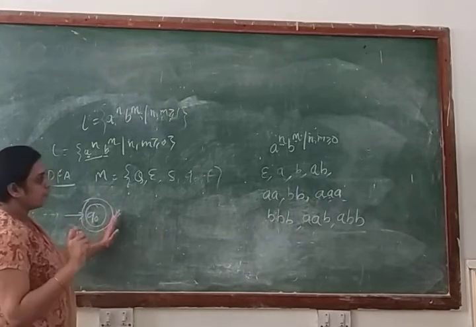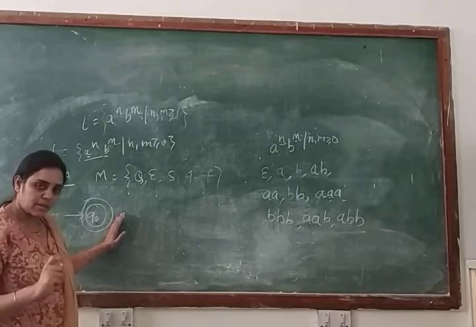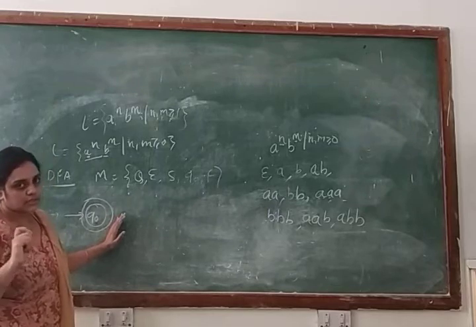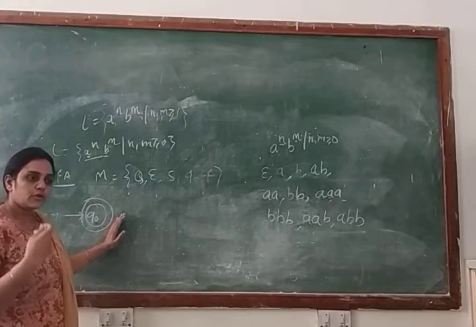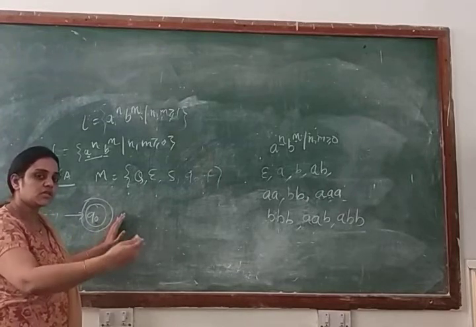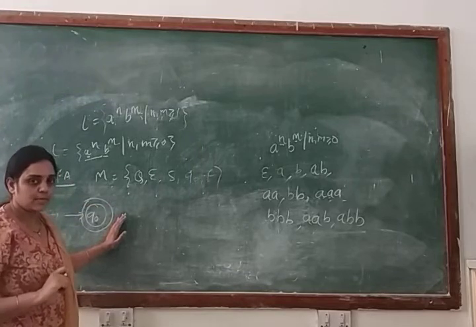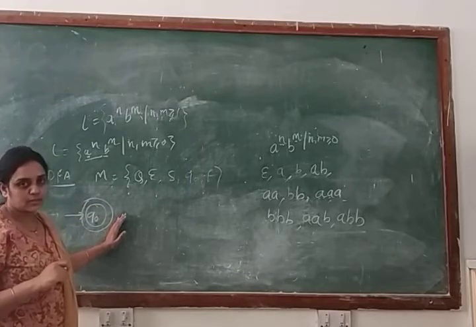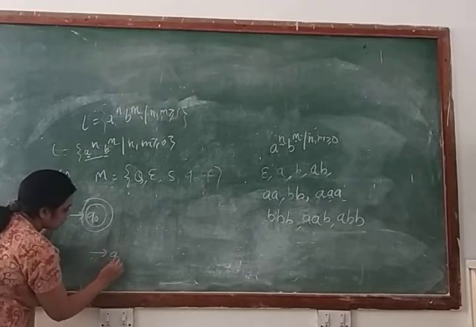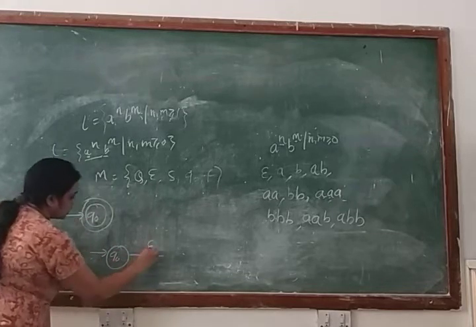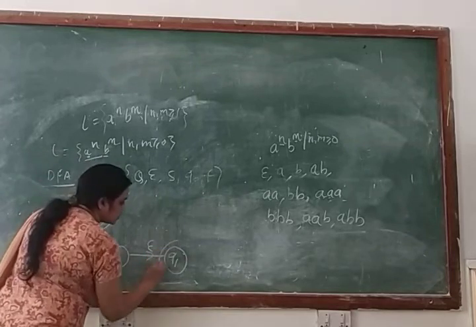Clear? Because if your smallest length string is epsilon, just remember this: your initial state is your final state, because we cannot consider epsilon as an input variable. And if you are using epsilon to move from the initial state to the final state, then you can say that your initial and final state are the same, because epsilon is not an input symbol. Clear? You can make a transition like that also. Q0 is your initial state, you make a transition on epsilon and reach the Q1 state, and Q1 is your final state.